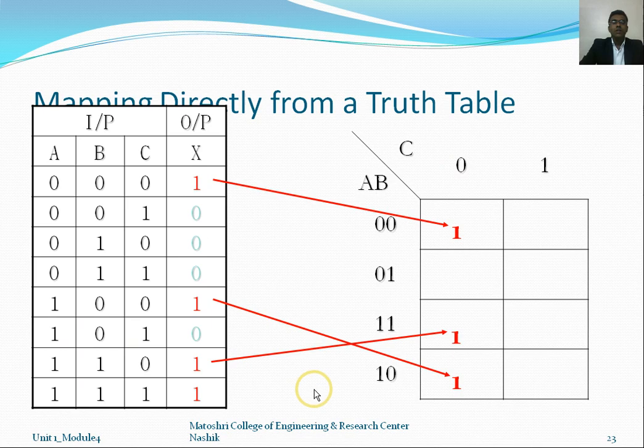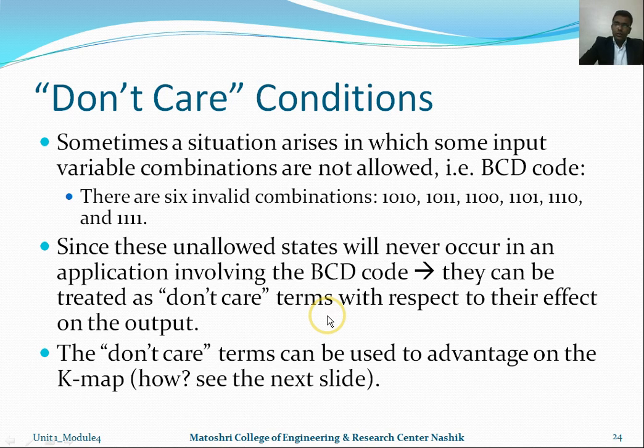Similarly for this third one and the fourth one we are mapping, and all the remaining cells are zeros in case of SOP. Now, in case of the don't care condition, BCD, binary coded decimal, only shows output up to 9, and after 9 all the digits are invalid. So that's why there are 6 invalid combinations: 10, 11, 12, 13, 14 and finally 15. These invalid combinations we express in the K-map with the help of don't care.